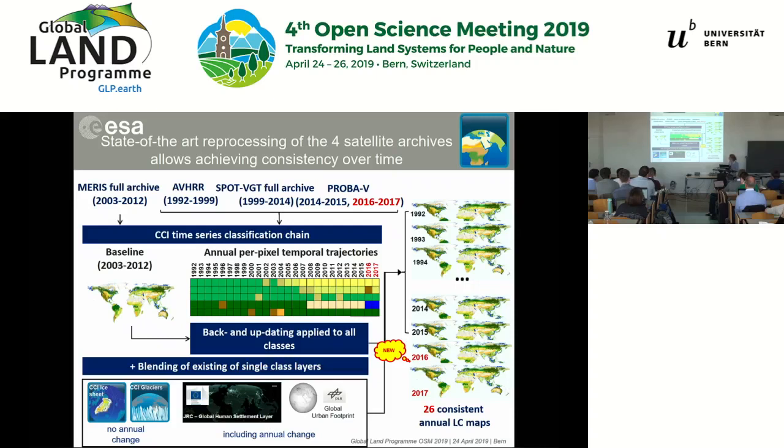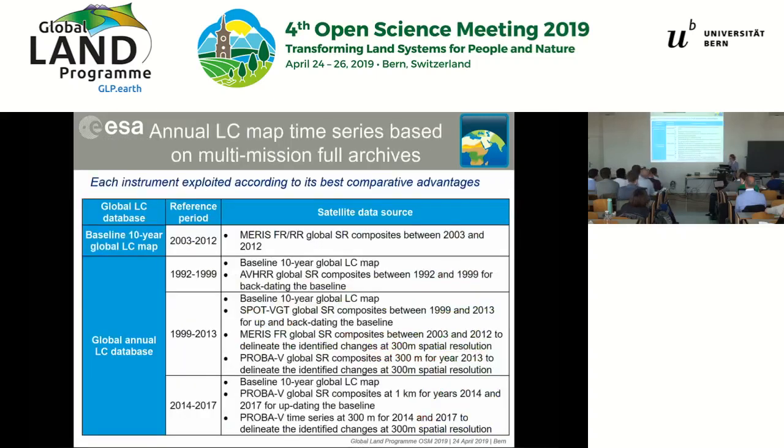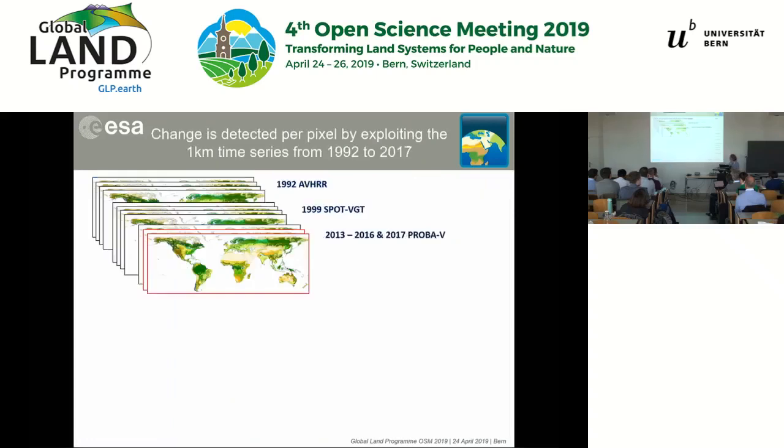And of course, as we are part of a big program, we are using directly some information from other ECVs in our products. So these are the series of inputs that we are using for the baseline, so the stable part of the land cover. So this is MERIS data. And then for the annual land cover database, it's more SPOT VGT, MERIS, and PROBA-V.